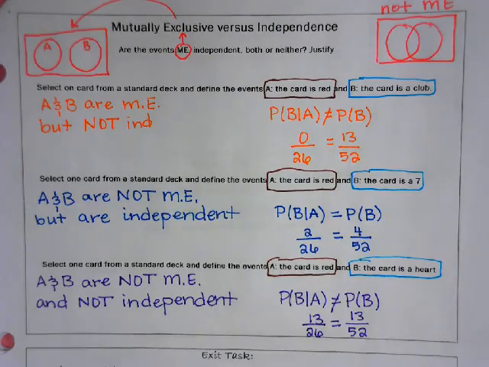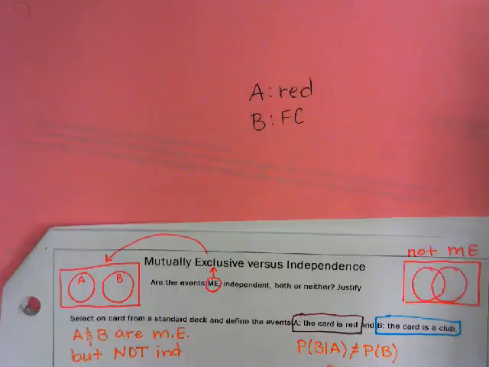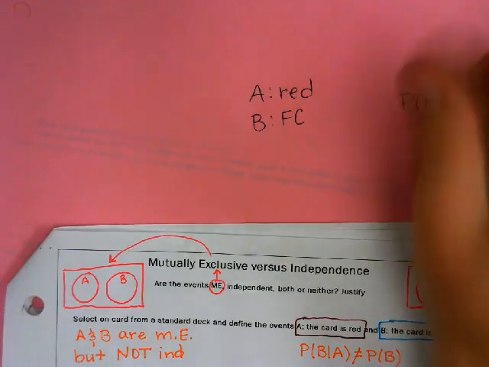If I stayed with the card is red, and the card is a face card, right? So A is red, B is face card. Probability of B: there's 1, 2, 3 face cards per suit, 12 out of 52. That'd be 6 out of 26, right? So that's independent.